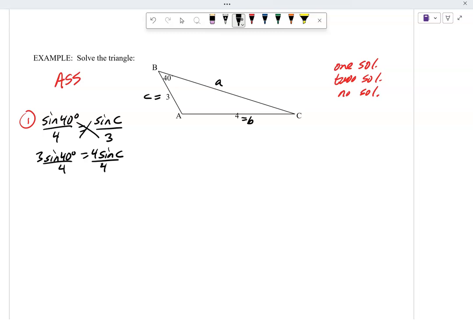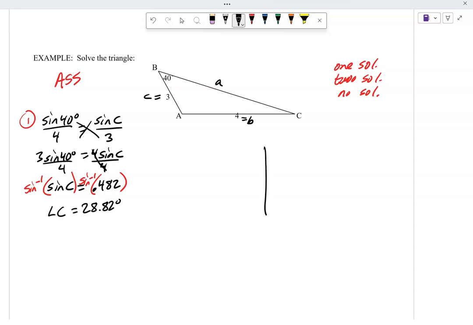Divide both sides by 4. So we get the sine of c equals 3 times sine of 40 degrees over 4. So I get 0.482 blah, blah, blah, right? I'm going to go ahead and run the arc sine on both sides. And so it spits out, the arc sine gives me 28.82, right?